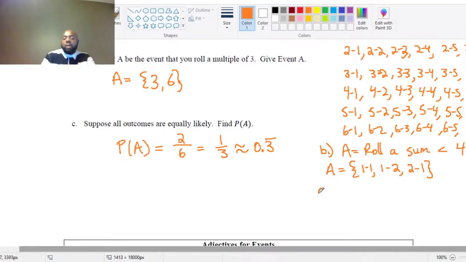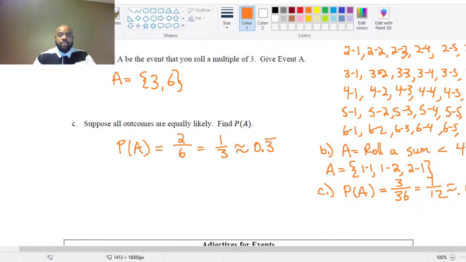And so if I wanted to go to part C and find the probability of event A, given that rolling the dice the outcomes are equally likely, then what I'm going to do is take the number of times event A occurs, which is 1, 2, 3, the number of elements in event A, divided by the total number of elements in the sample space, which is 36. And so we get 1 over 12. And so that's the probability that we roll a number less than 4, and that's approximately 0.08, with the 3 repeating only.